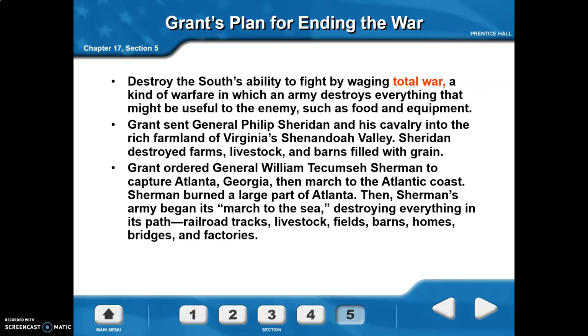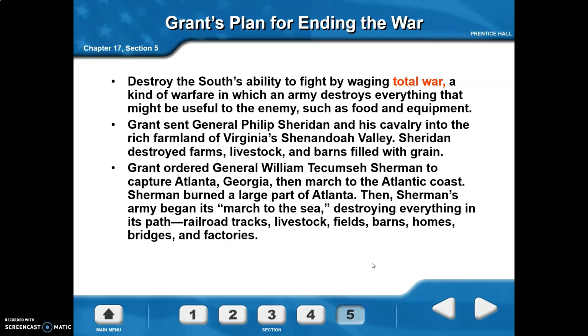He destroyed everything. Railroad tracks, he'd burn them, and he'd bend them around a tree. Livestock, fields, barns, homes, bridges, factories, anything, he destroyed. Most of the South's properties were destroyed. They didn't want the Confederates, once this war was done, to go home to a home. The homes were destroyed.